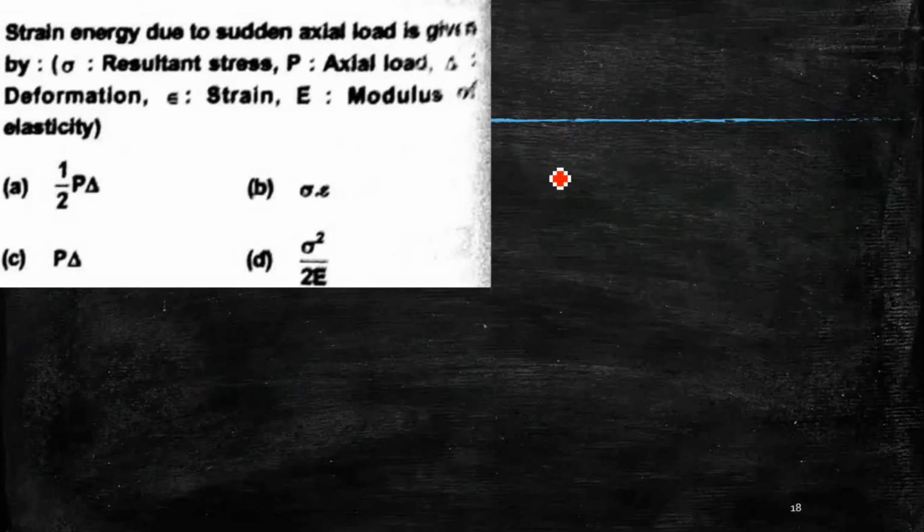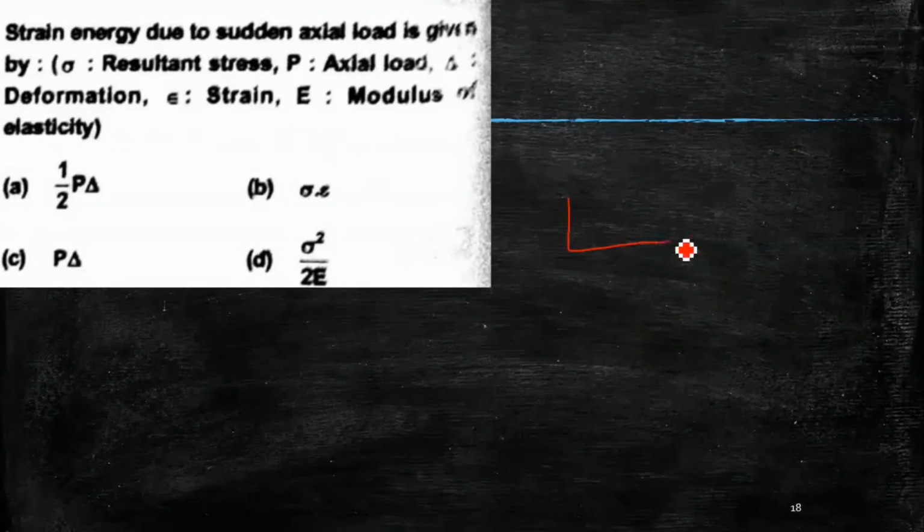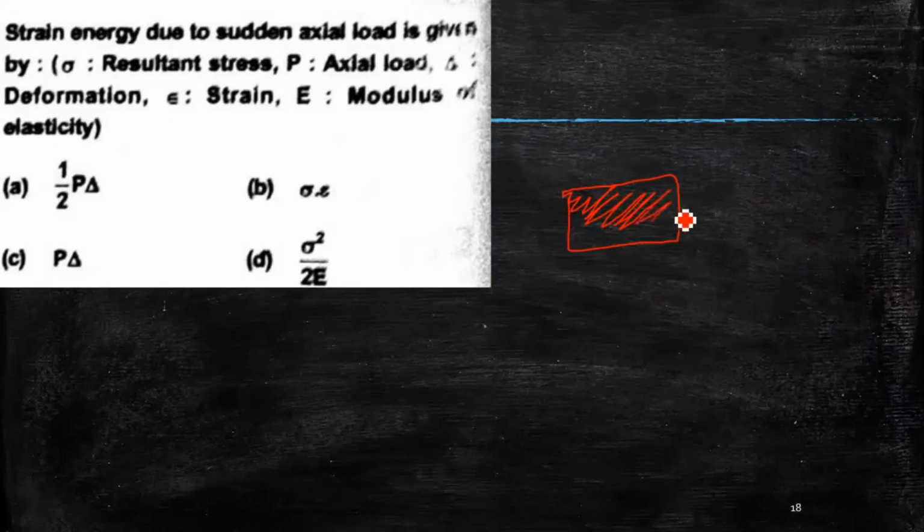So the next question, we have strain energy due to sudden axial load is given by... This is the sudden. So in case of sudden, the load is 2P and the load deflection diagram is rectangular. So the strain energy will be sigma square by twice E.